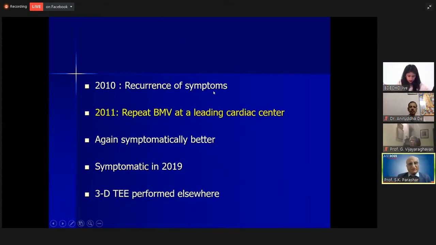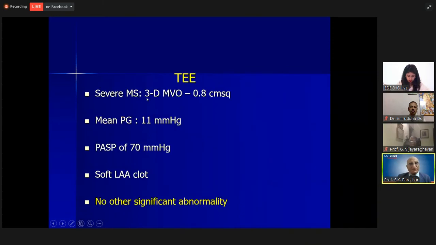Again in 2010, there was a recurrence of symptoms, and in 2011, a repeat balloon mitral valvotomy was done at another leading cardiac center. Again, she felt better and then developed some symptoms in 2019 when a TTE was performed elsewhere. That was 3D, and what they reported was a severe MS of 0.8 centimeters squared and severe pulmonary hypertension. And lastly, they wrote no other significant abnormality seen.